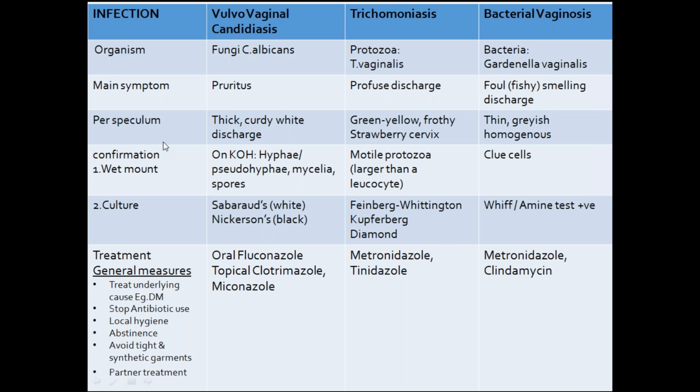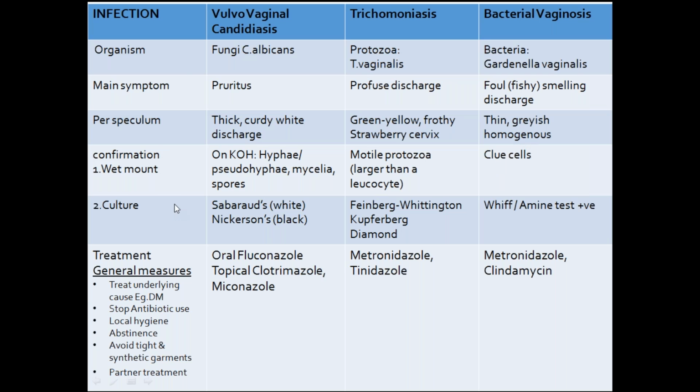Per speculum, you see curdy white discharge, which I showed you in the previous slide. In trichomonas, there is strawberry cervix and greenish-yellowish frothy discharge. Frothy is the word used for trichomonas. For bacterial vaginosis, there is thin grayish homogeneous vaginal discharge.